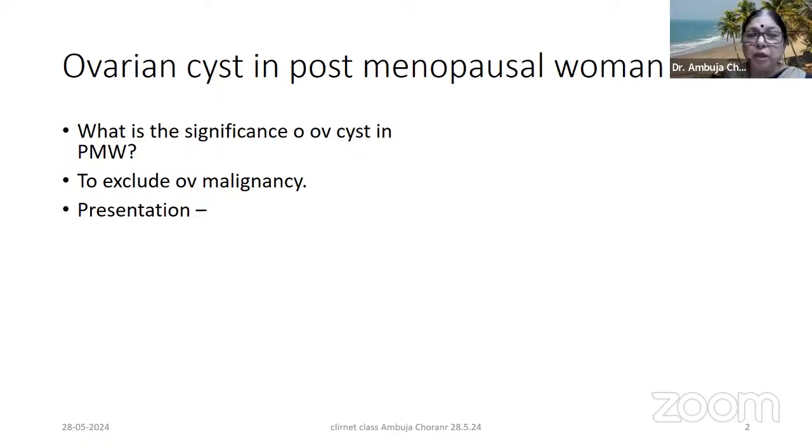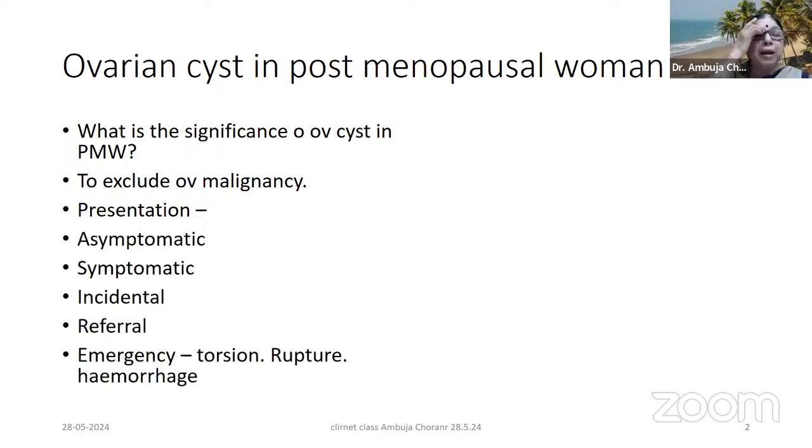So usually, how do they present? One, it can be asymptomatic, or symptoms can be there, or incidentally they go for something else and it is discovered. So many times the referral comes from a primary health center to the specialist that there is an ovarian cyst. What do you want us to do?